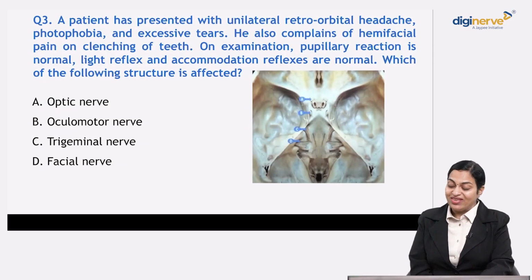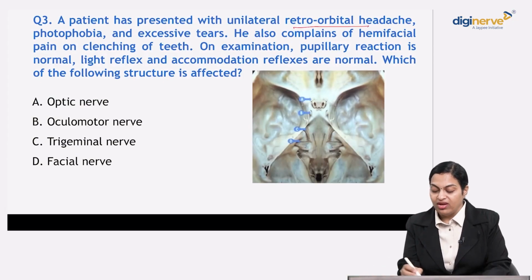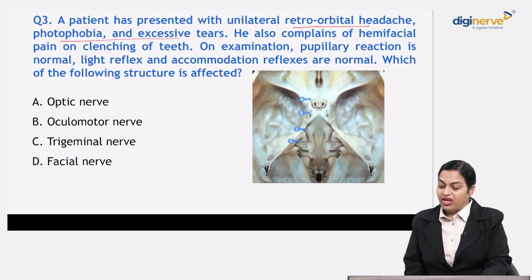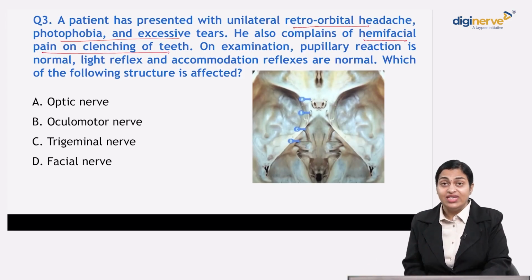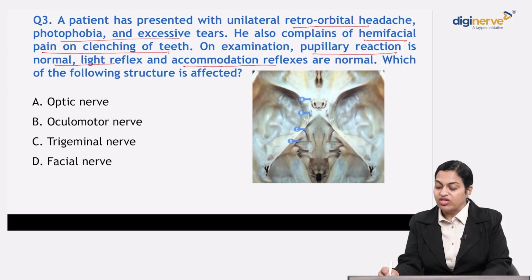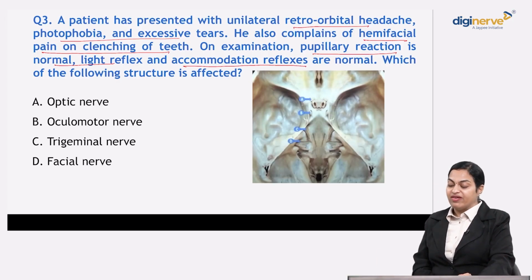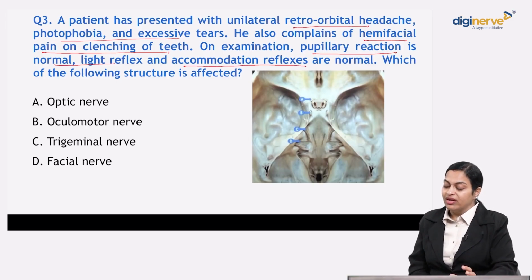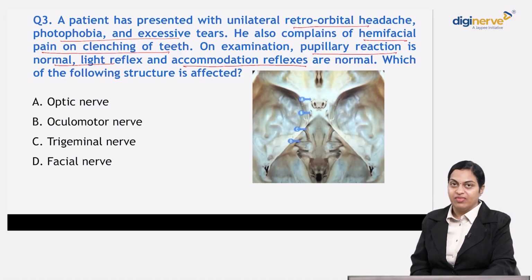A patient presented with unilateral retroorbital headache, photophobia, excessive tears. He also complains of hemifacial pain on clenching of teeth. On examination, pupillary reaction is normal, light reflex, accommodation reflexes are normal. Which of the following structure is affected? So they have actually given an image-based question to identify A, B, C, D and then answer from it. Okay, so A here is the optic nerve.